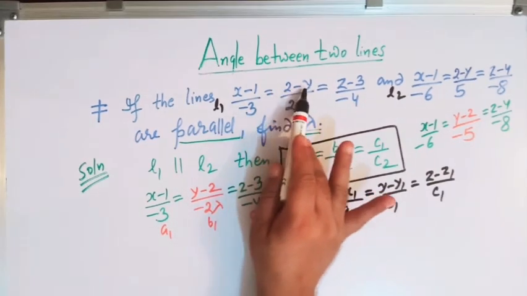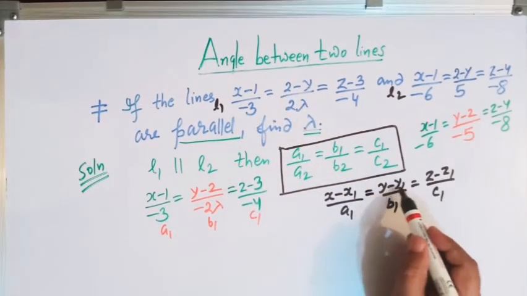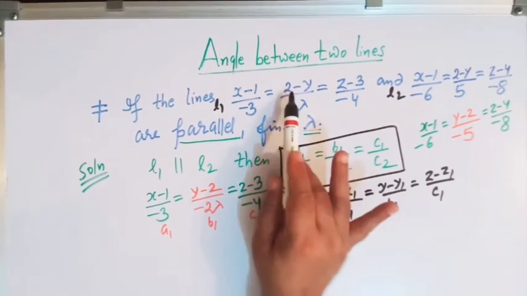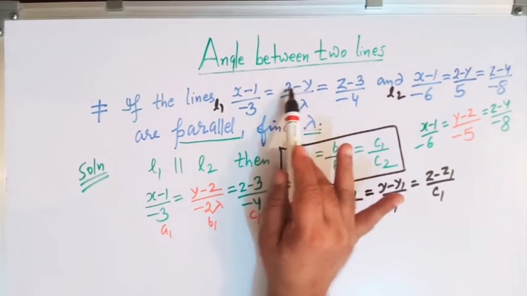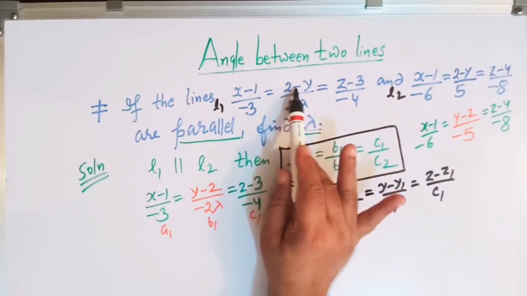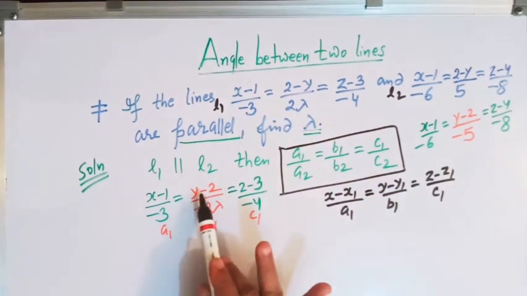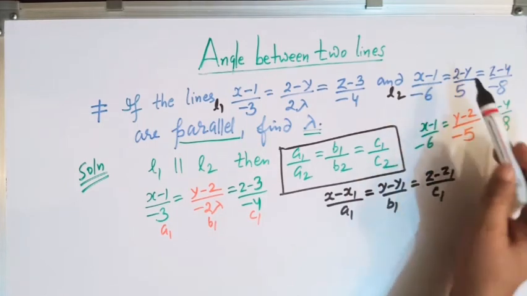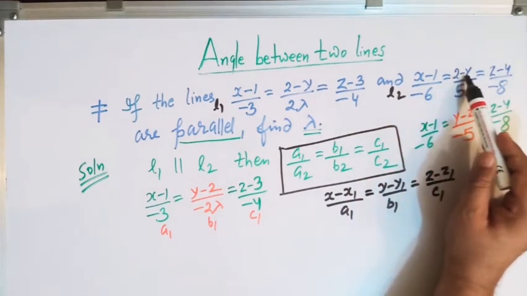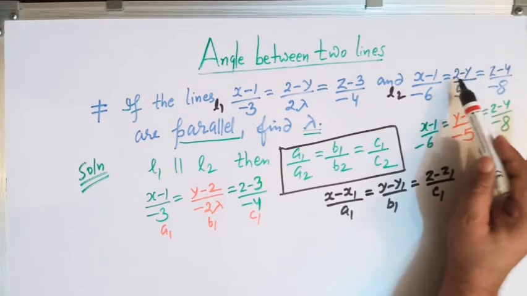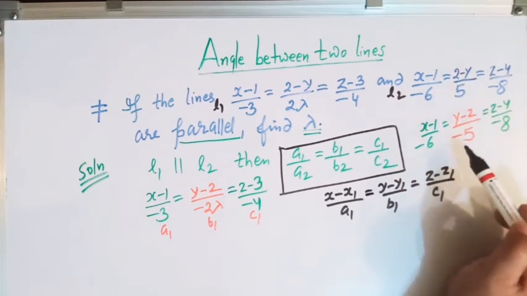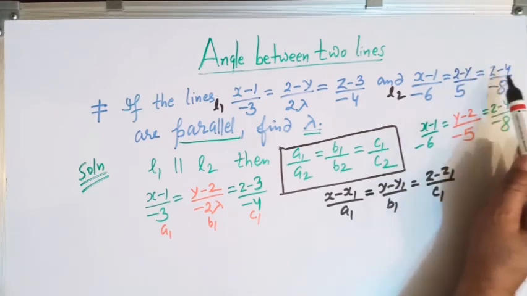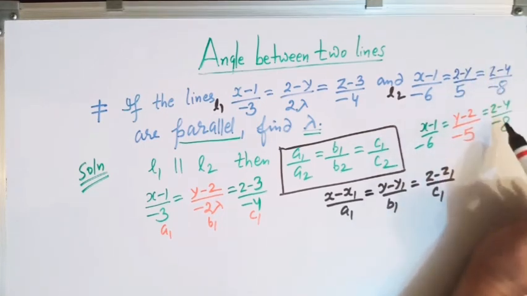So here we have 2 minus y, but here we have y minus y1. So we must change this expression 2 minus y to y minus 2. Now the second line is x minus 1 divided by minus 6, and again see here we have 2 minus y, so we make it y minus 2, divided by minus 5, right? And z minus 4 divided by minus 8.